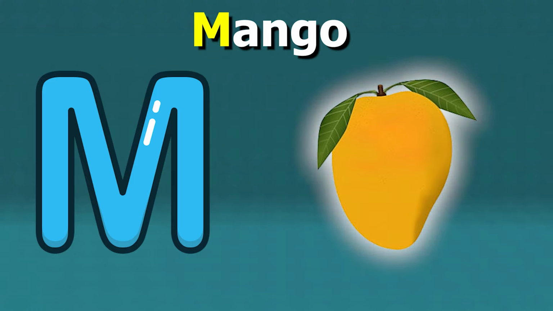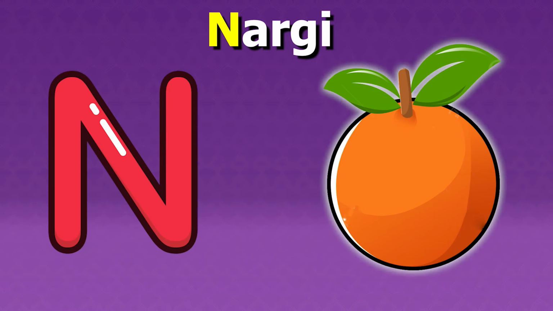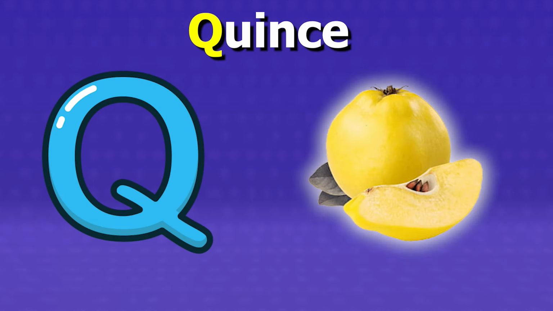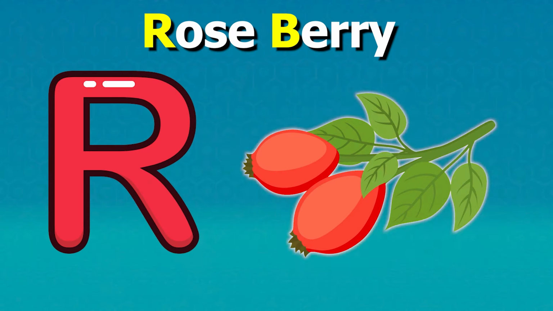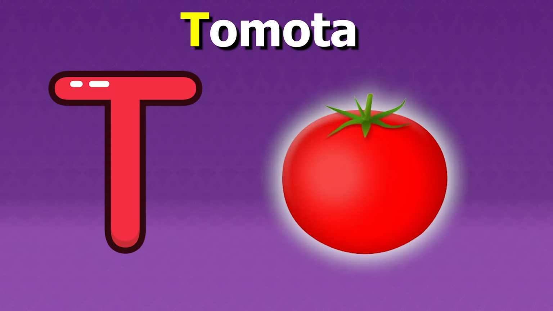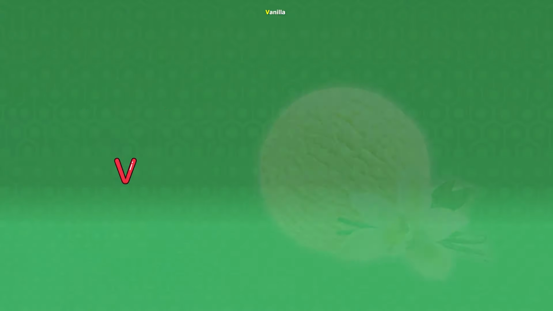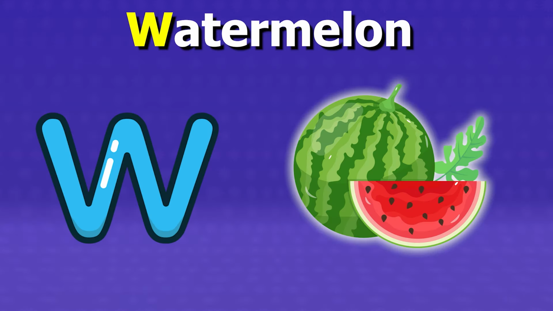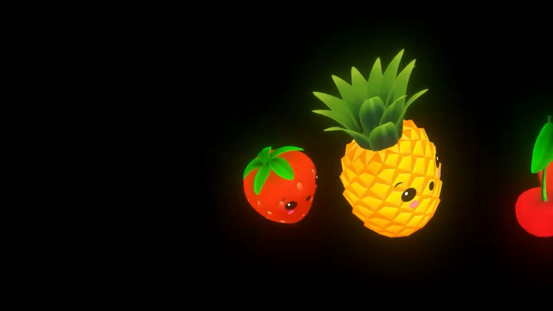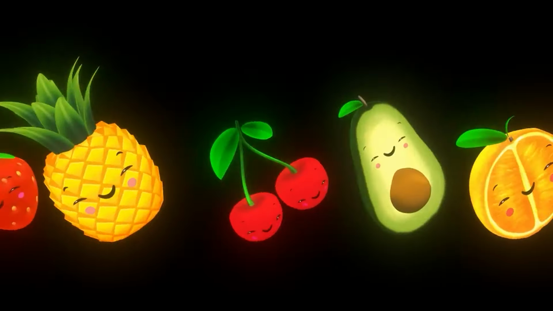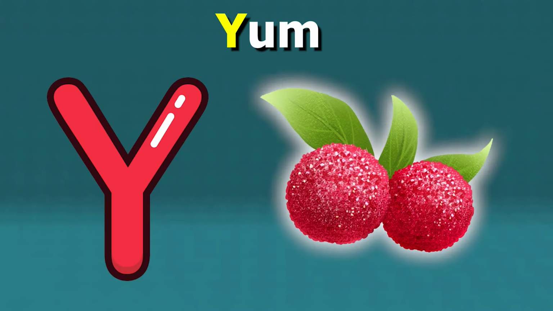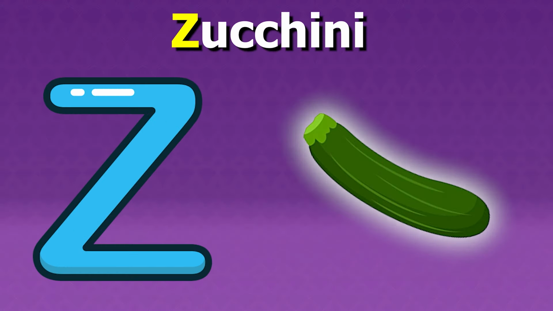M for mangoes, N for narchi, O for oranges, P for pears, Q for quince, R for roseberries, S for strawberries, T for tomato, U for ugli fruit, V for vanilla, W for watermelon, X for geranium, Y for yum, Z for zucchini.